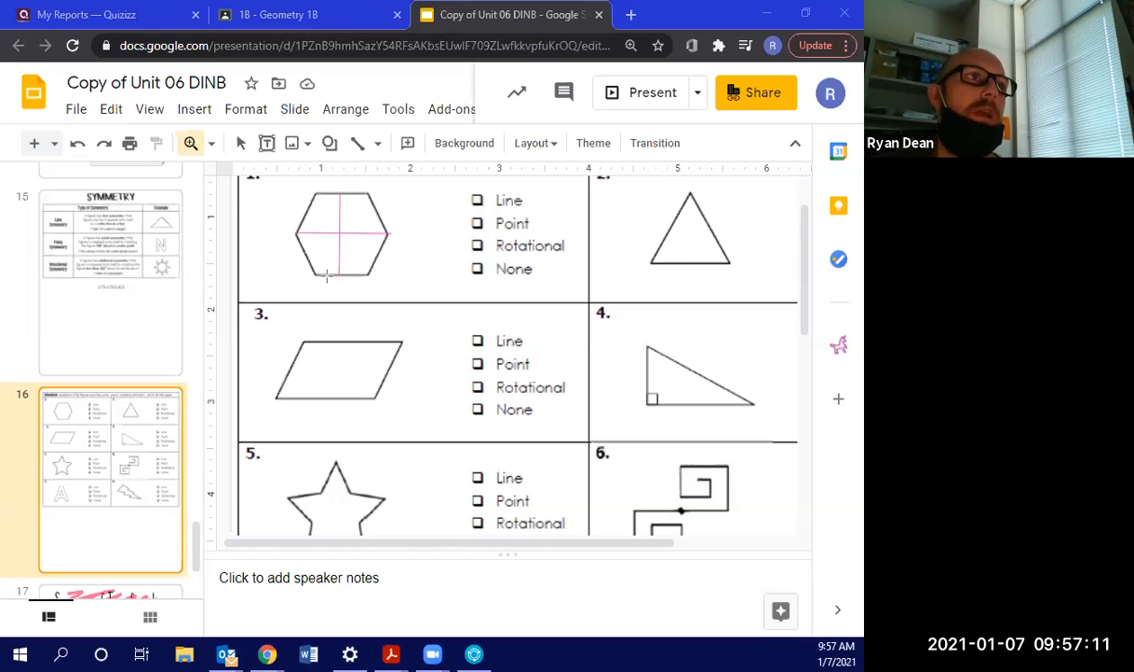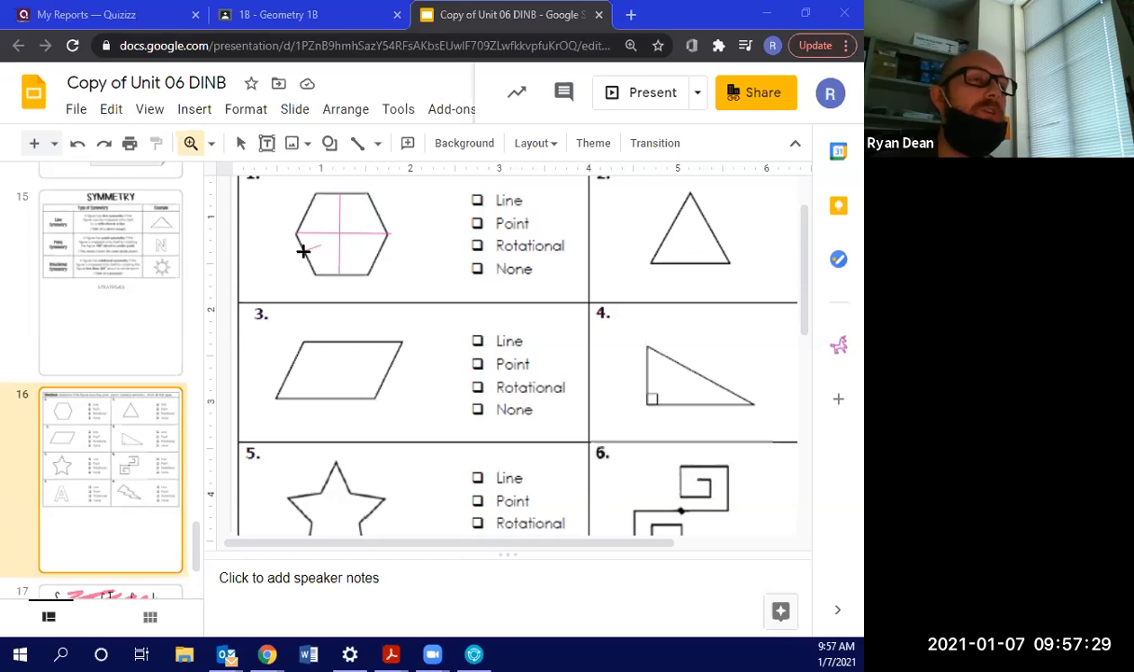But you have to be careful with this one, because it's not necessarily true. It's hard to tell if you fold it along this line right here, whether or not you would actually get the same thing on the other side.